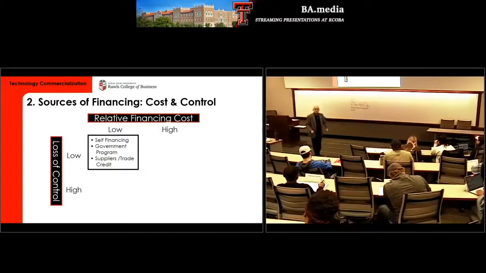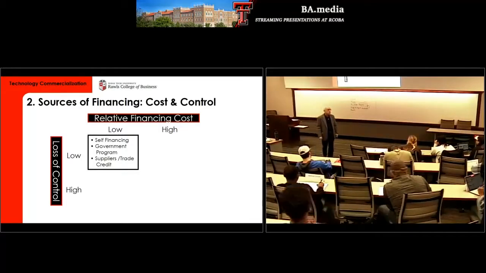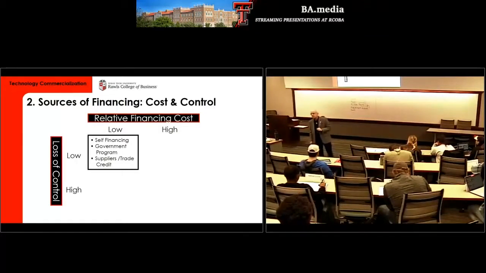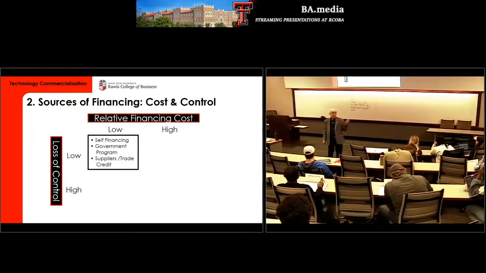Suppliers and trade credit. It means Krista and I need the car, and we go to the Sterling Drake car dealership and say, we'll get the loan, but can we borrow the car for a month? Because we need it right now. Sterling being a good guy says, yeah, okay. So low cost, low loss of control. It's just a supplier of a car saying, okie dokie. Okay, so everybody clear? That's kind of where that comes from.